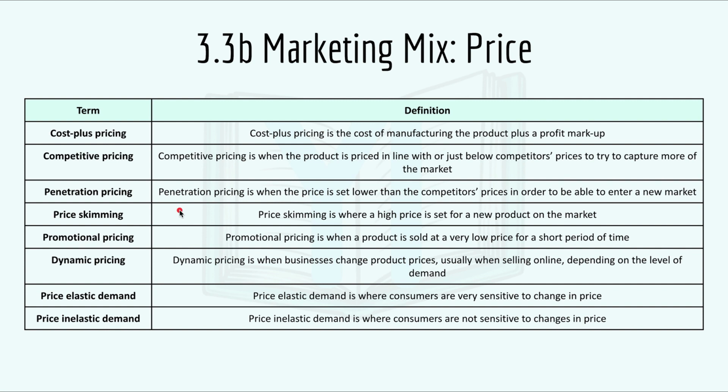Price skimming is when a higher price is set for a new product on the market. Promotional pricing is when the product is sold at a very low price for a short period of time, like a promotion. Dynamic pricing is when businesses change their product prices, usually when selling online, depending on the level of demand. Price elastic demand is where consumers are very sensitive to change in price, so you wouldn't want to change the price. However, price inelastic demand is the opposite, where consumers are not sensitive to changes in prices, for example, basic infrastructure or any goods or services like electricity.